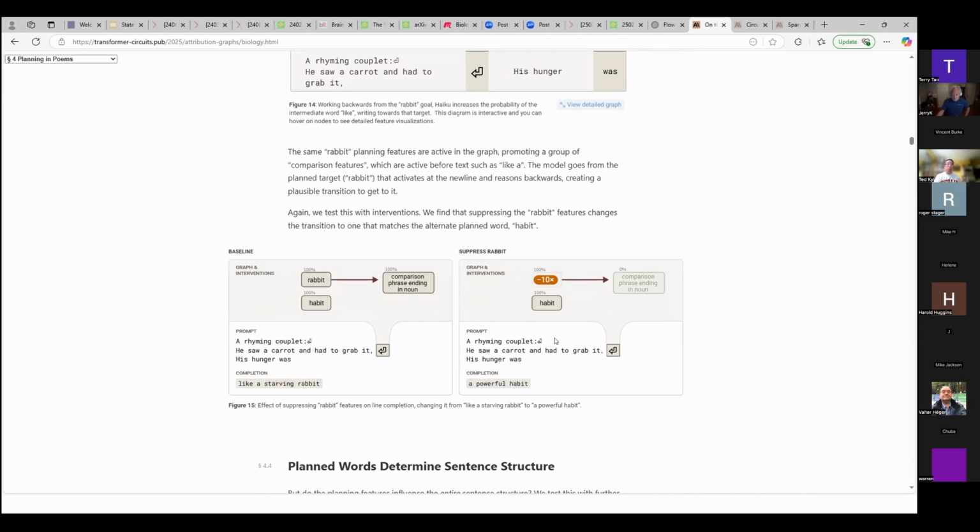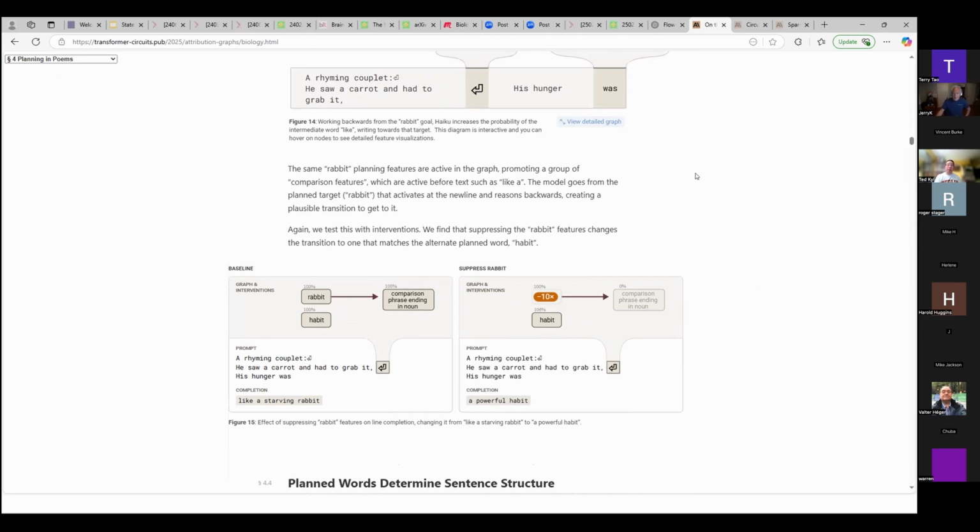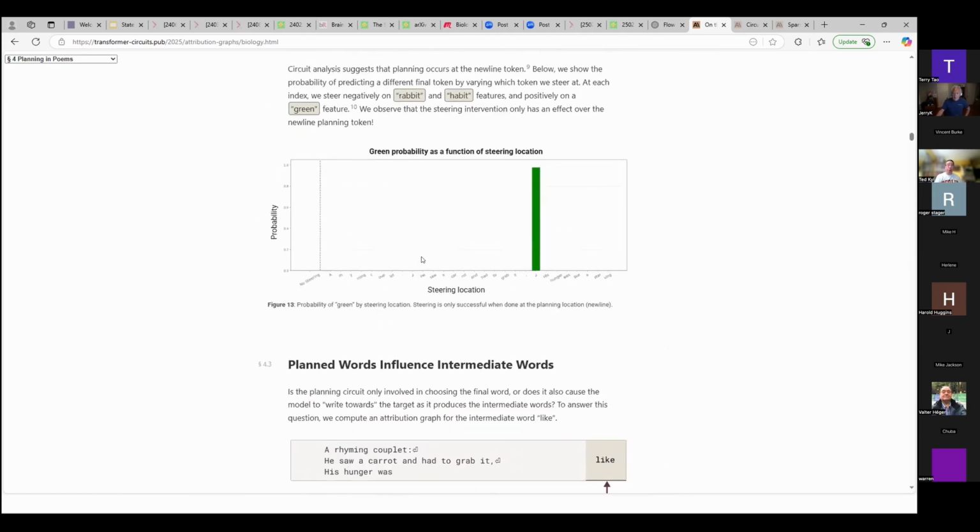And so that's how you know that it's thinking about what kind of sentence will end in rabbit. You zero out rabbit, and they didn't have to add habit. Habit was already there. So the thing I was saying before about replacing rabbit with green or whatever, it doesn't successfully do that other thing. But that doesn't mean that rabbit isn't still in there doing other things.